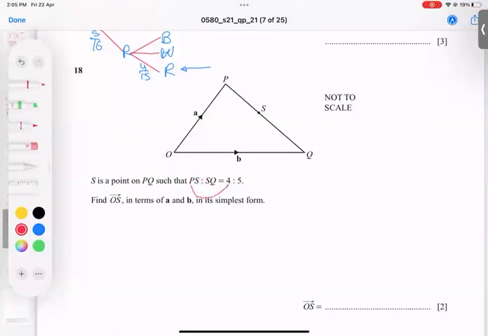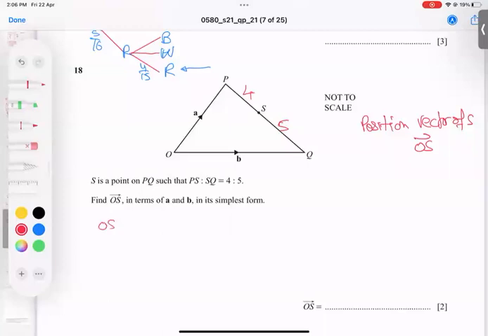PS is 4 and SQ is 5. PS is 4 and there's a 5. Okay, done. Ratios, I wrote. And what is my target? My target is to find OS. Sometimes they use the words position vector of S. So let me write, some students get confused by the words position vector of S. This also means OS.